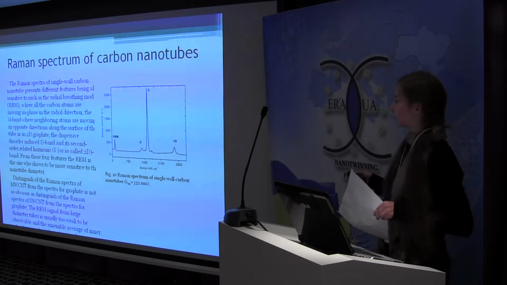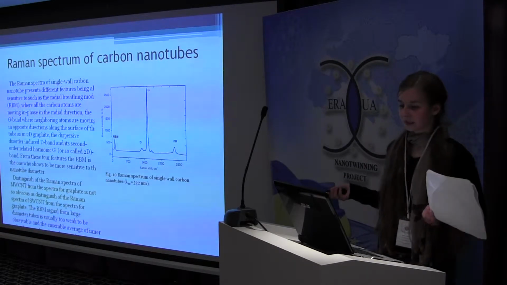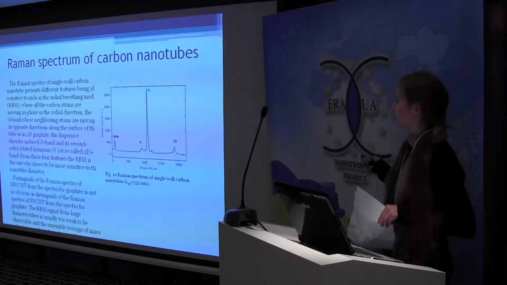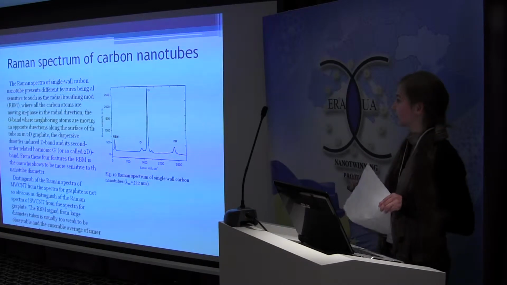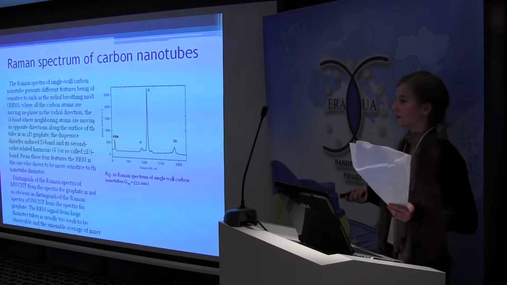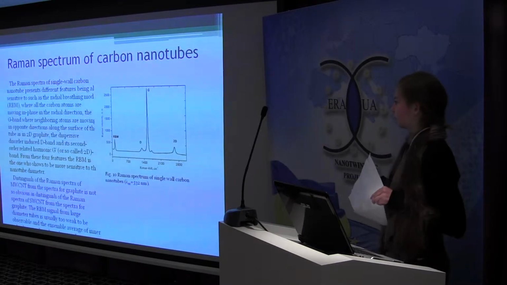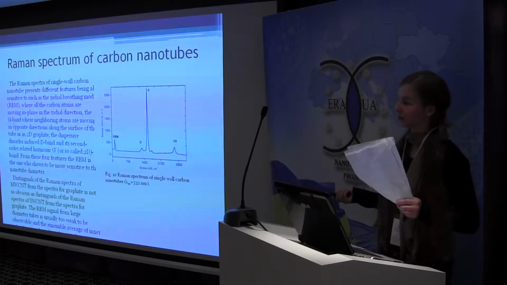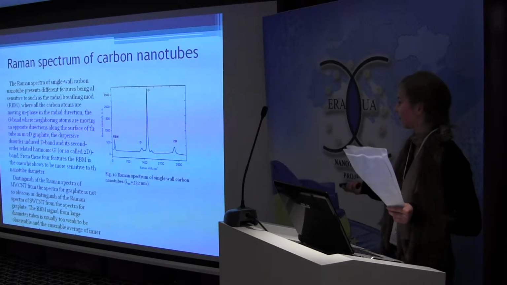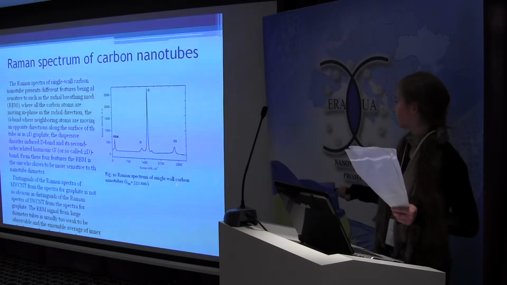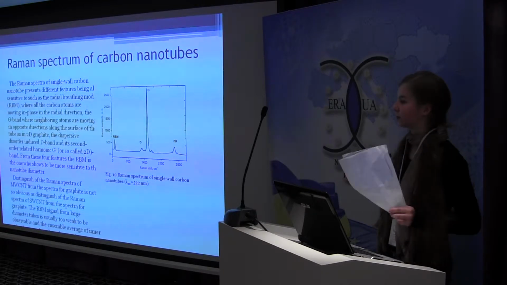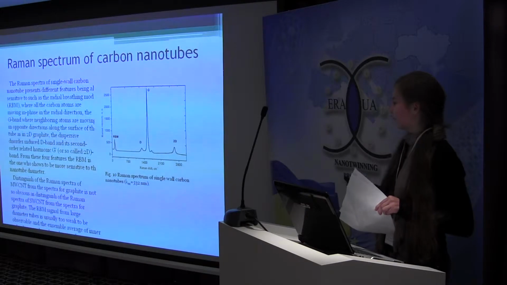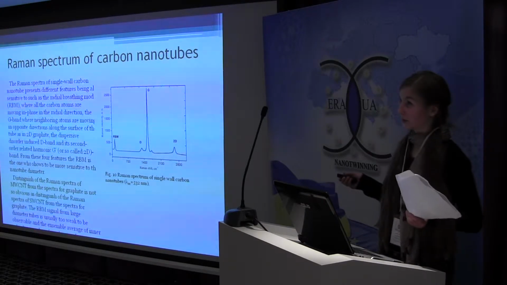Raman spectra of carbon nanotubes sometimes present different features, being sensitive to such things as the radial breathing mode, RBM. It's one of the greatest distinguishing features of the Raman spectra of carbon nanotubes and graphene. Here you can see Raman spectra of single-wall carbon nanotubes, which were registered with an excitation wavelength of 532 nanometers.